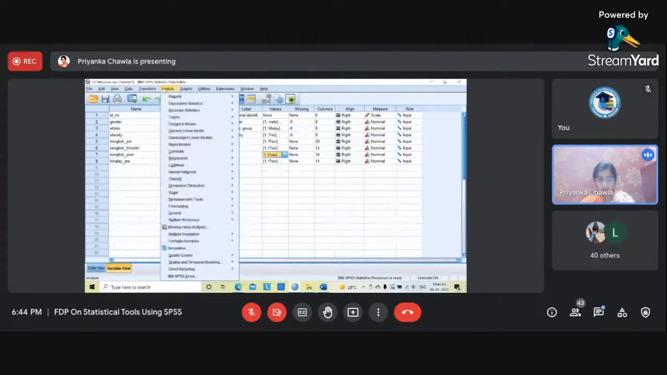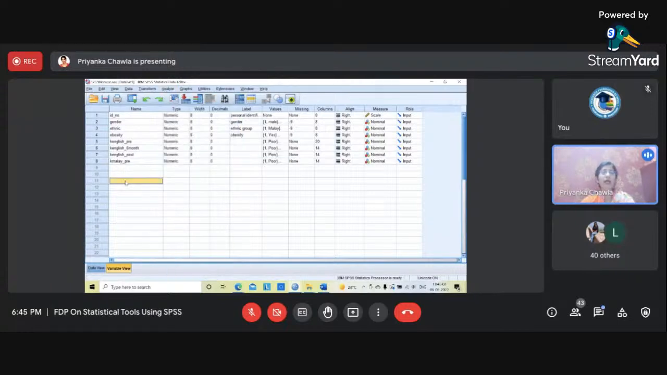Just go to analyze. Acha, before that, what will be the hypothesis of this? No significant difference in scores, pre and post. We will take median scores. There will be no significant difference in the median scores of marks before and after imparting knowledge.